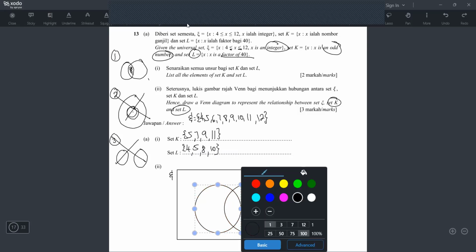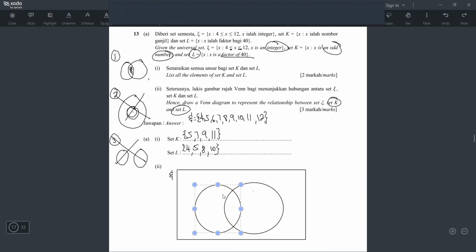Now we start to label our elements. What do we label first? I recommend you write down K and L first, and then we always label the middle part first. It's better to label from inside to outside. What you have to label here is K and L, both are in it. This one is K only, this one is L only.